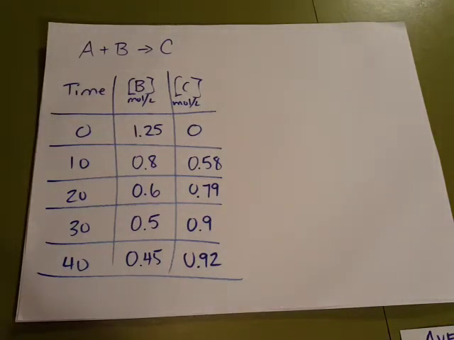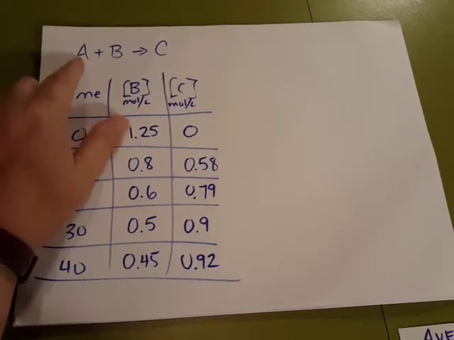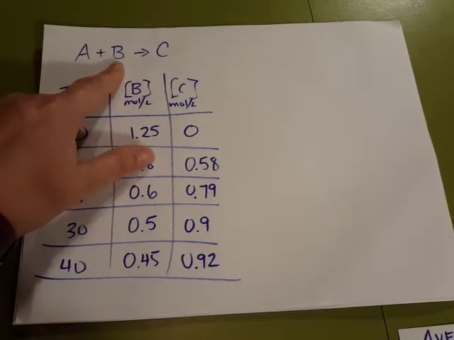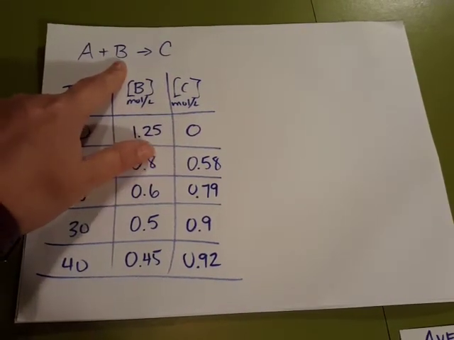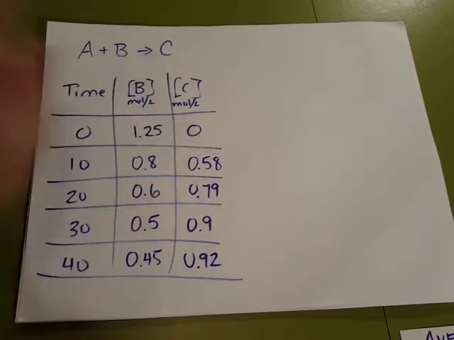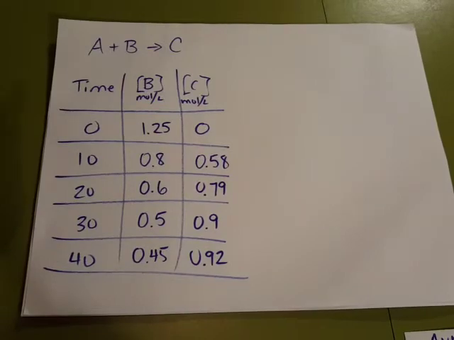So what we're looking at here is the data from one experiment. We've got A reacting with B to form C. So we're going to have B disappearing and C appearing. And it's going to be occurring over time.